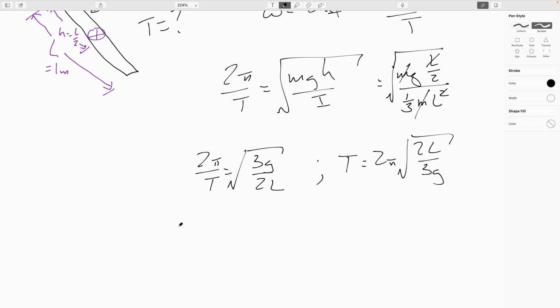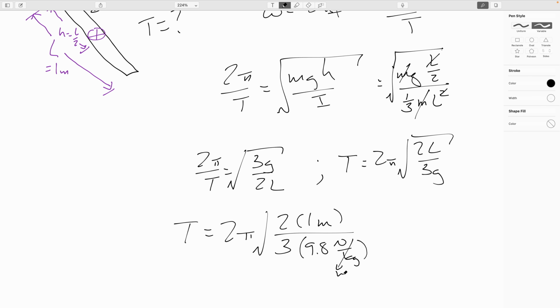If I put in 1 meter for L, and we say that this is swinging on the Earth, this will be 9.8 newtons per kilogram, which is the same difference as meter per second squared. Meters cancel, have 1 over second squared, which is second squared. Take the square root of seconds, so that all works.